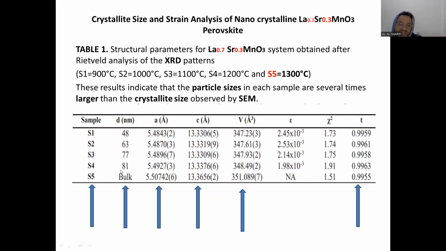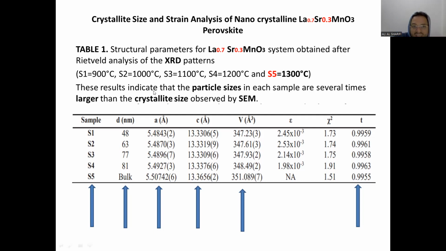Now, this table is very important. It explains what is happening to the diameter, the lattice parameters, the volume, and the tolerance factor when we increase the temperature from 900 until 1300. Actually, all of these results, starting from diameter and lattice parameter, volume, finishing with tolerance, are increased.